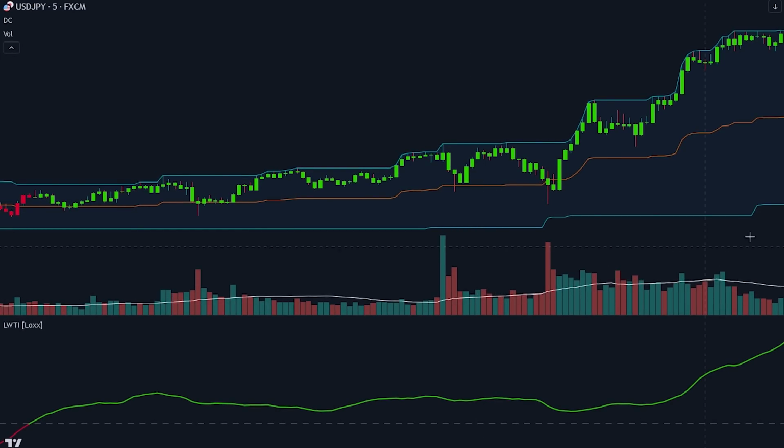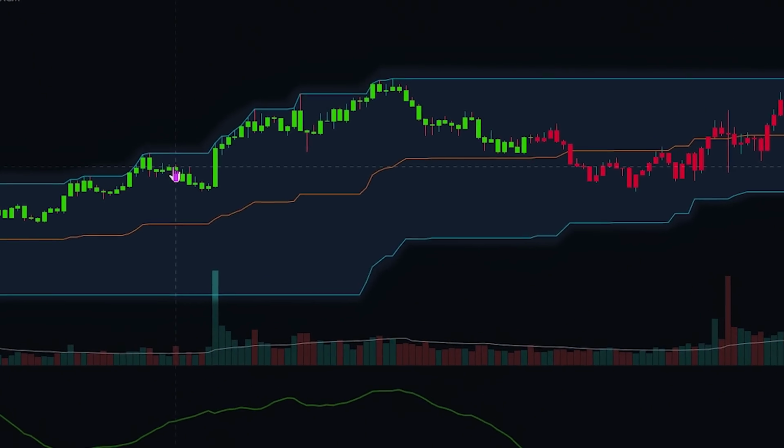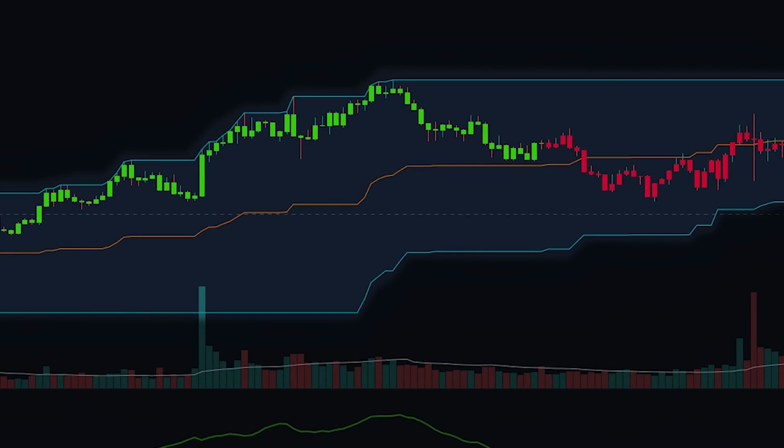Now let's take a look at how we will be combining these indicators in order to enter into a position. We will first be using the Donchian channel indicator to provide us with a signal of whether we should enter into a position.